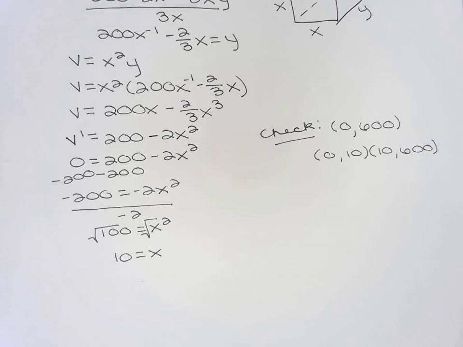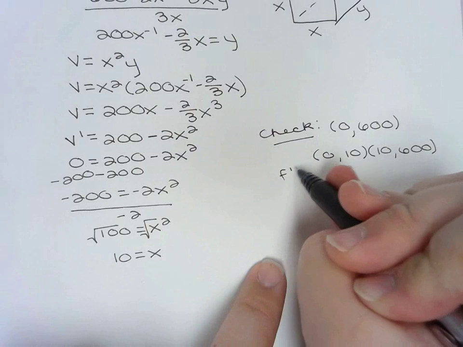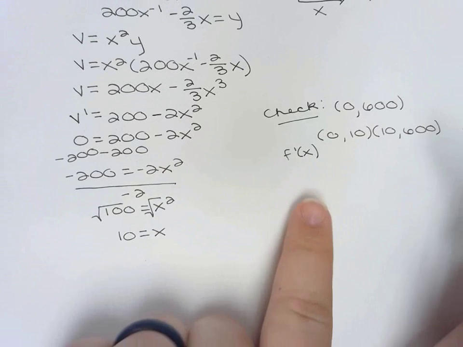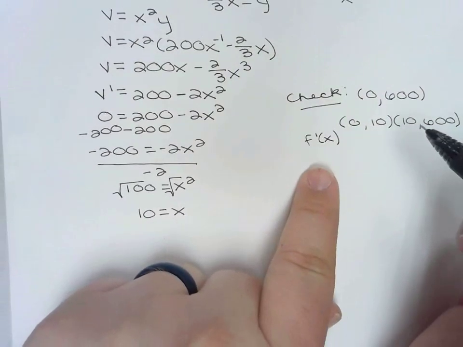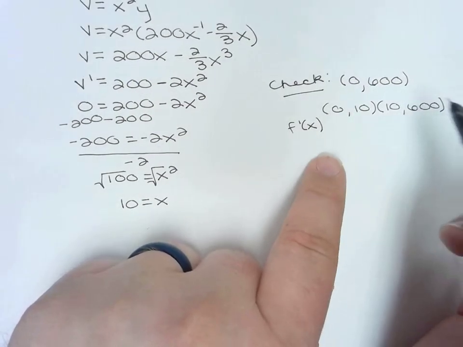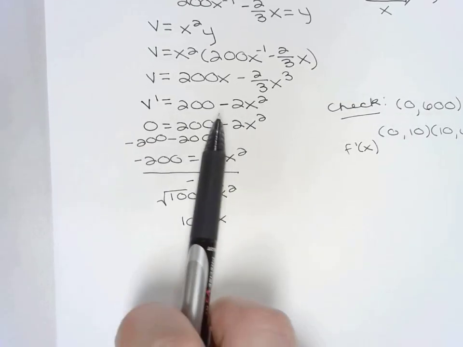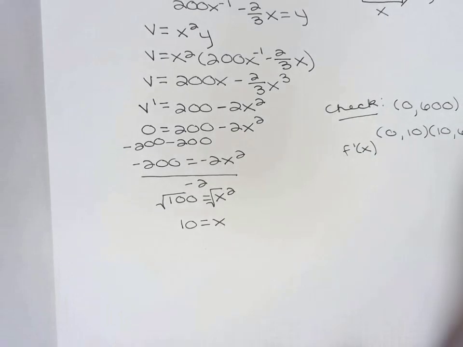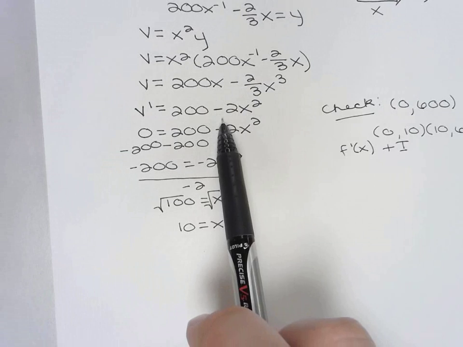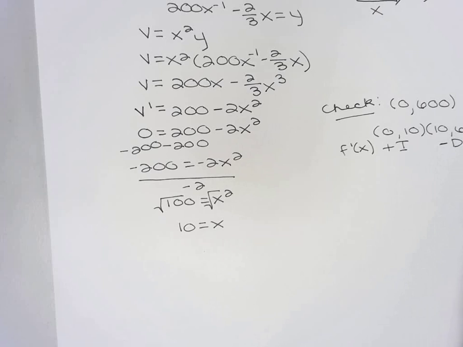And if we do the interval method, we plug it into the first derivative, and we want to check to see, in order for 10 to be a max, I'm going to have to go from what to what? Increasing to decreasing. So if I plug in 1 into the first derivative, which is right here, I get back a positive, increasing. If I plug in 11 to the first derivative, I get back a negative, decreasing. So that is good.